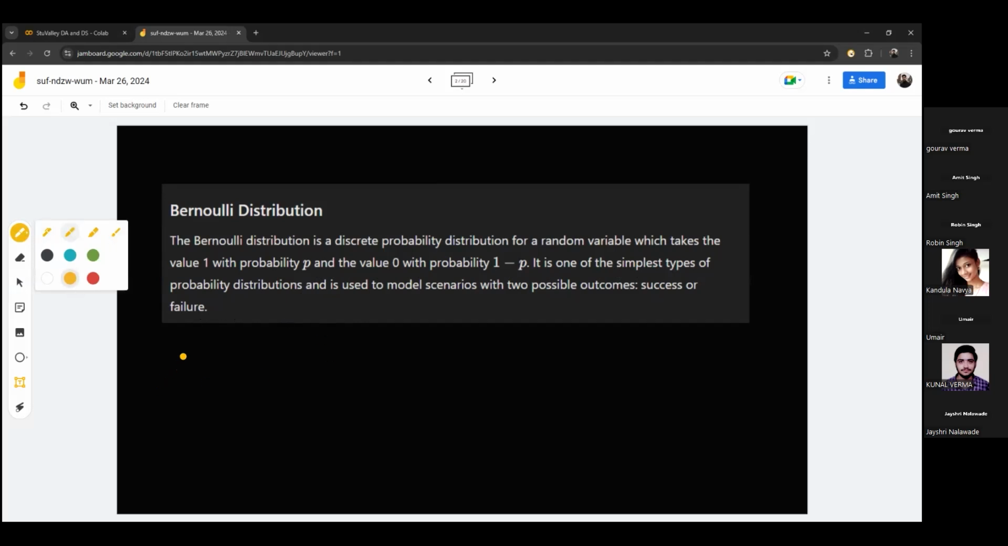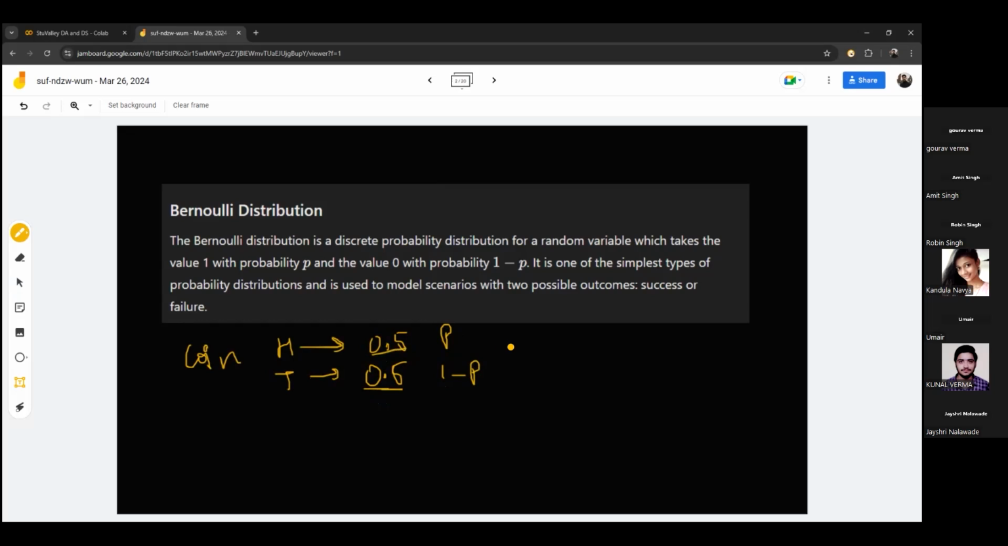Suppose we toss a coin. So head आने की, what is the probability of head? 0.5. And tail 0.5 again, right? So this is your p and this is 1 minus p. So if you subtract p from 1, you will get the probability of the second half, right? Basically, it works on only two values, 0 and 1. Or it could be anything like head, tail, yes, no, true, false.